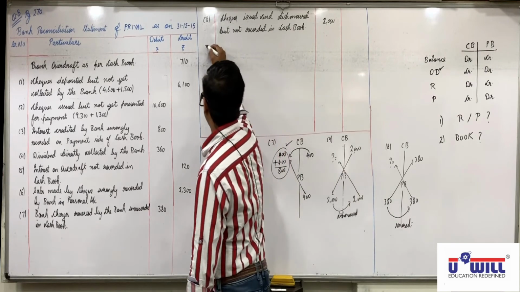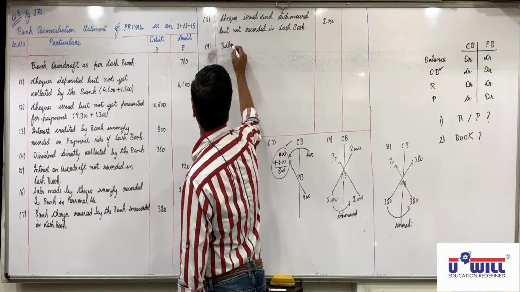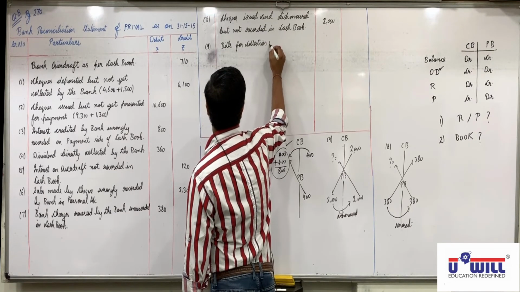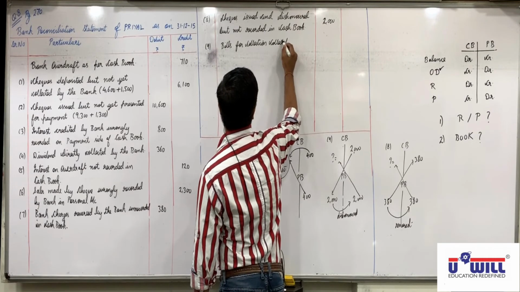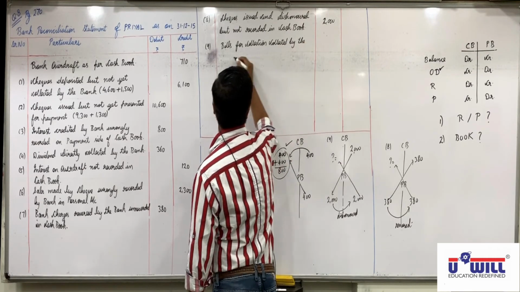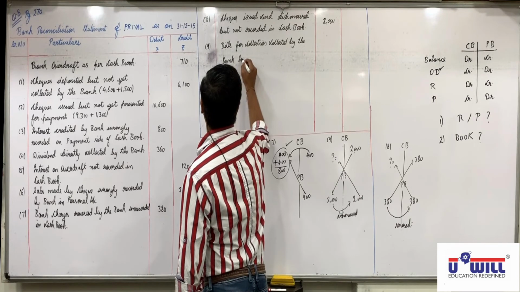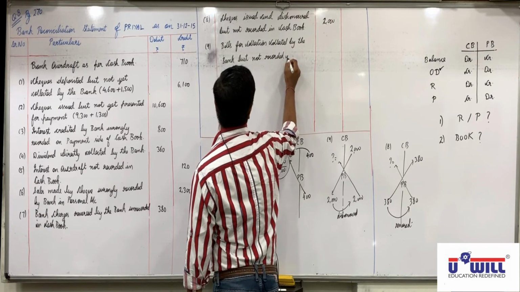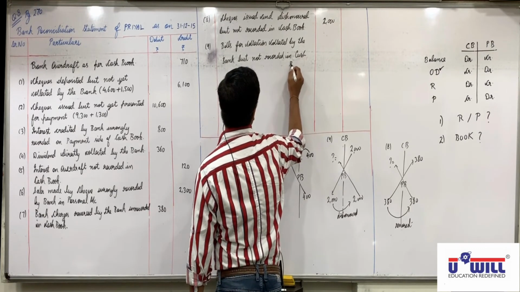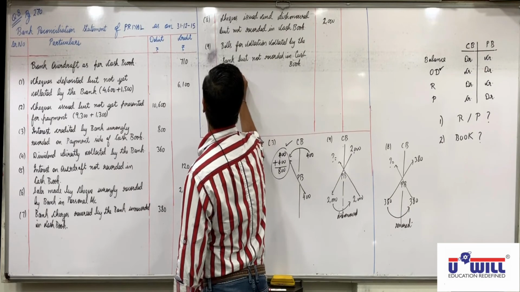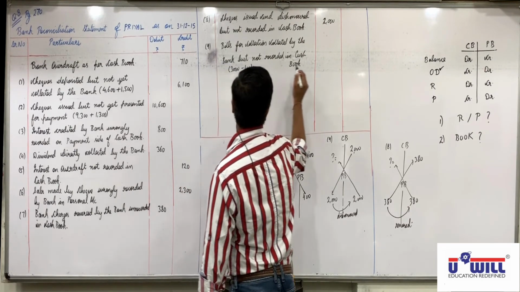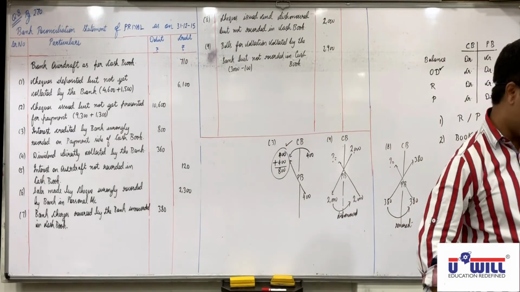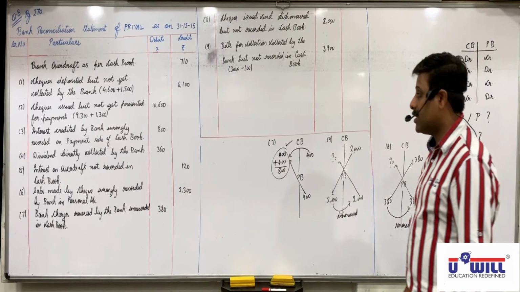Yes. So bills for collection collected by the bank but not recorded in cash book. In bracket you can show 3000 minus 100 of charges, so 2900 is credited in passbook but not debited in cash book, so debited BRS.